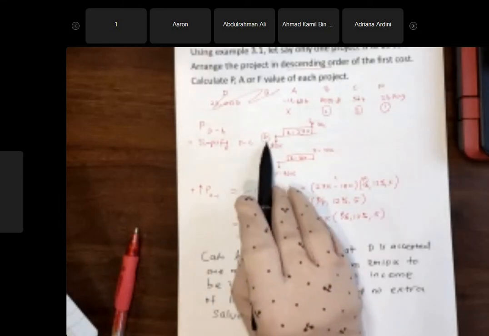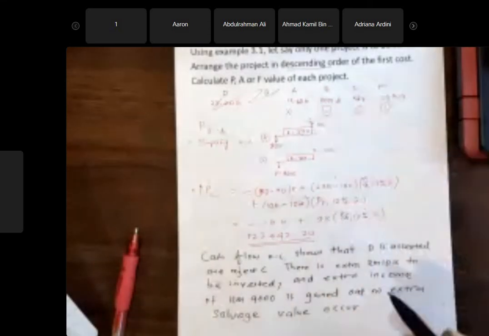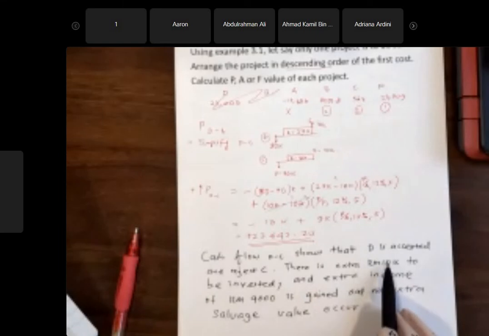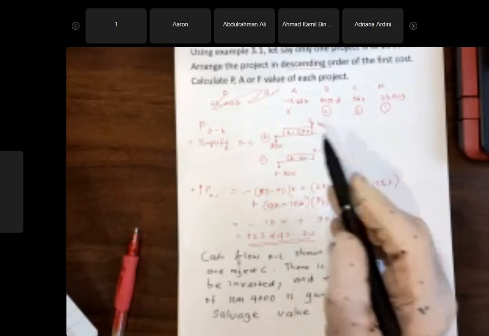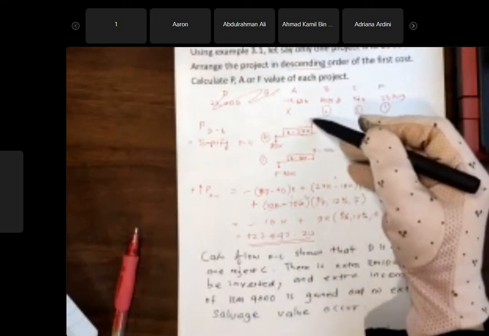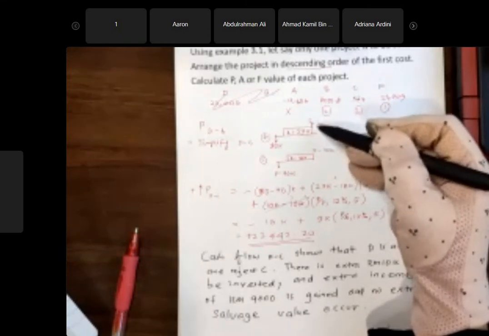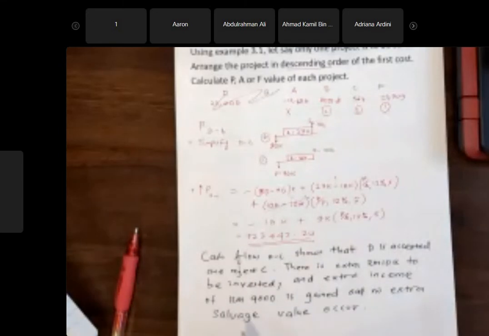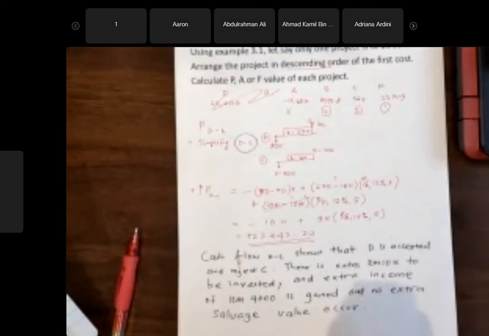This is D. We are talking about D. So D gives extra 10,000 to be invested and extra income of 9,000. This is 27 minus 18, so you have extra income 9,000. But no extra salvage, meaning the value at the end of year 5 is null, zero. No extra salvage value. Now you are comparing only D and C, so you have to choose D.